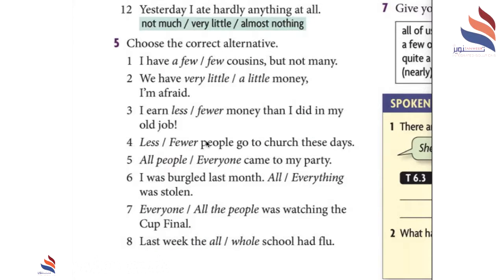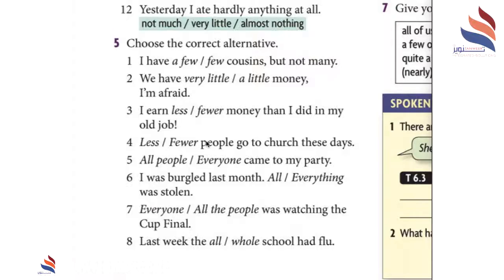Number 2, we have very little or a little money. Here, I'm afraid, it gives a negative meaning, so I go for little. We have very little money, I'm afraid. Let's move to number 3. I earned fewer money than I did in my old job. For sure we'll go for less money. And less is for uncountable, fewer for countable.